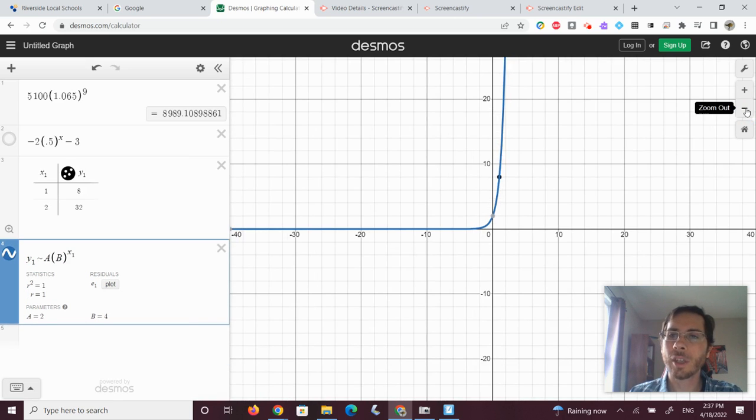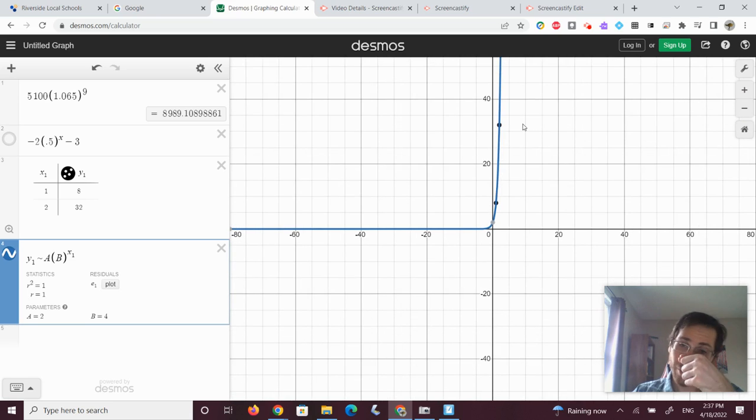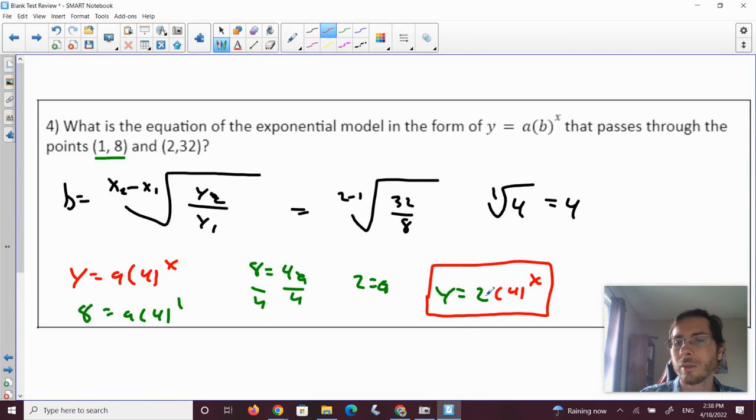Again, with 2 points, sometimes it doesn't work. Let me get both points on screen. With 2 points, sometimes it doesn't work, but in this case it did. We did get a equals 2, b equals 4, which is what I've got here. A equals 2, b equals 4. So that's what we got.